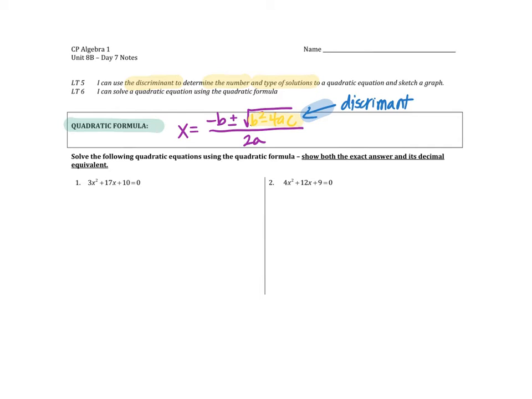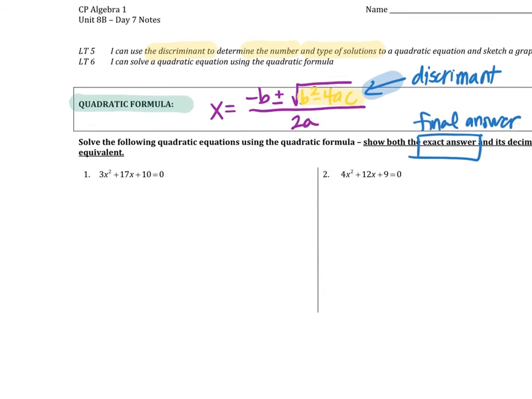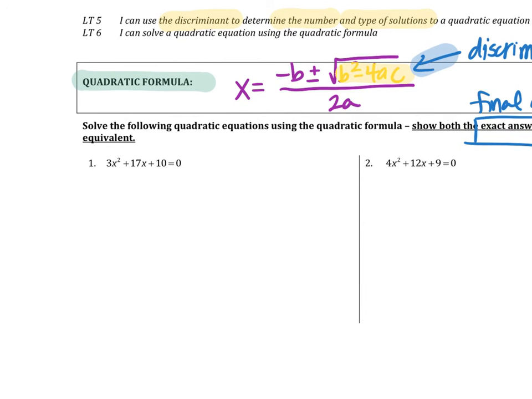Okay, so the directions will look something like this. Solve the following quadratic equation using the quadratic formula. Show both the exact answer, which is what our final answer will be, and its decimal form. So what I'll do is I'll double check on Desmos, making sure I did it correct. So without further ado, we're going to start problem 1. I'm going to go in detail. We can cross this example out. We'll see it on the next slide.